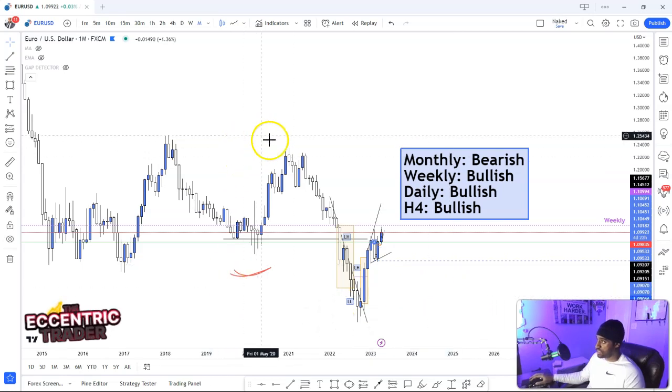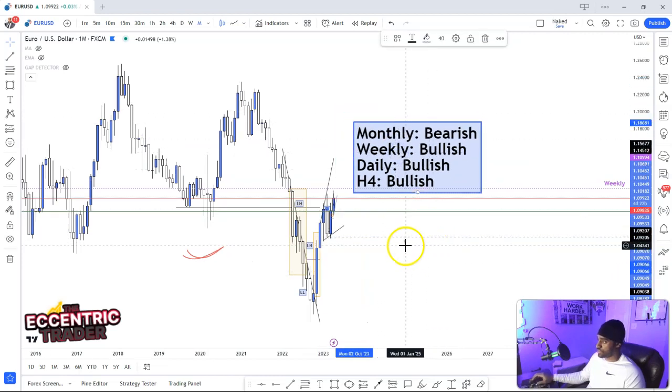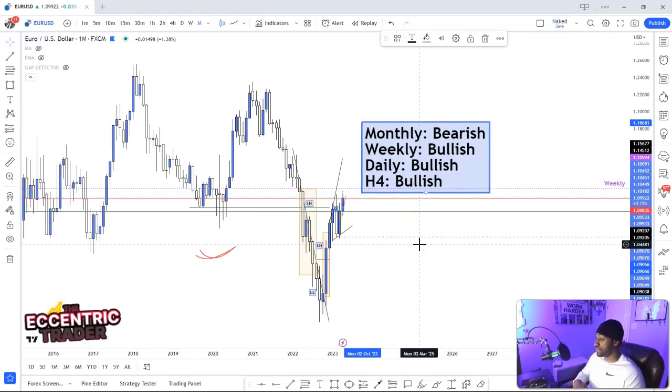EURUSD. All right, let's do this top-down analysis, y'all. We got the monthly time frame here. The monthly time frame is bearish, right? Now it's going up right now, but structurally the trend is bearish. It's bearish until it's bullish.